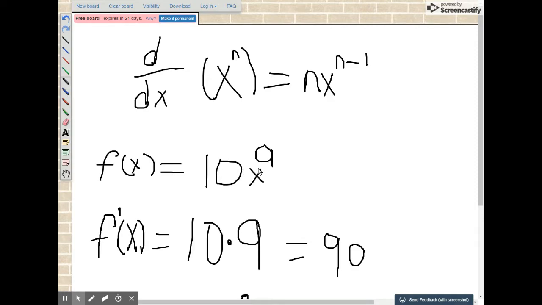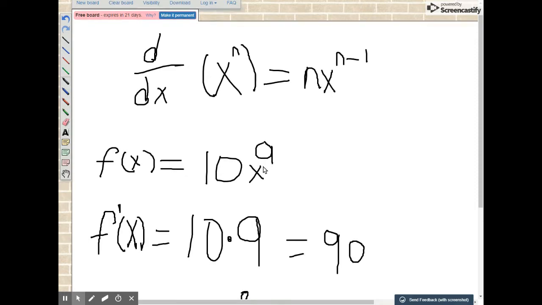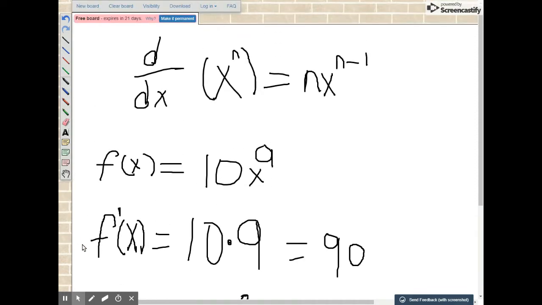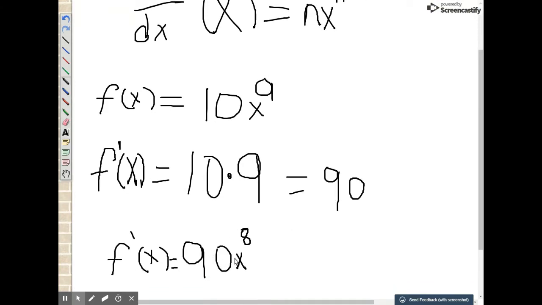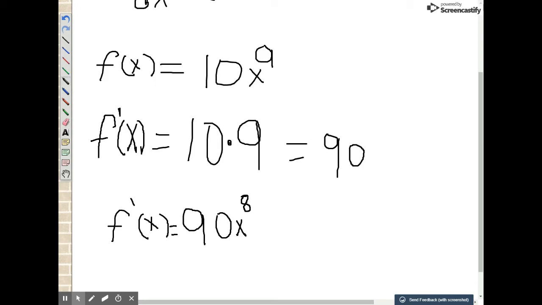Our first example is f of x is equal to 10x to the 9th power, and we will write the derivative with the prime on top to show it is the derivative of f of x. We multiply 10 with 9, that equals 90, and then we subtract 1 from the exponent, which gives us 90x to the power of 8.